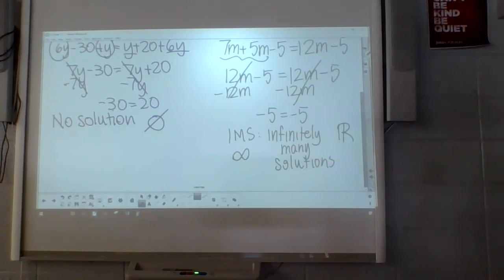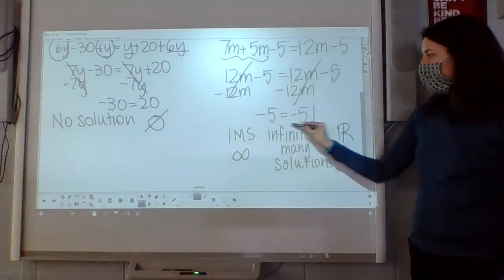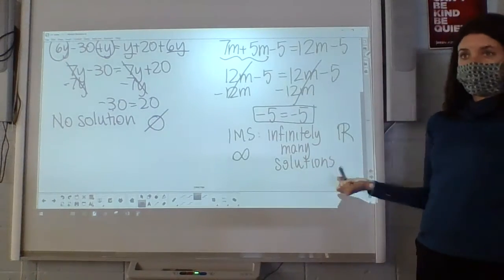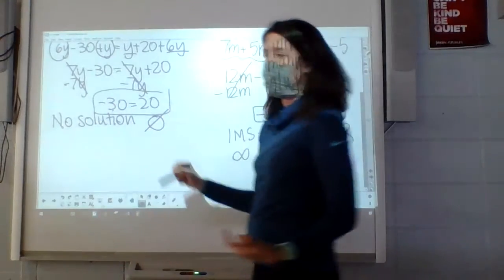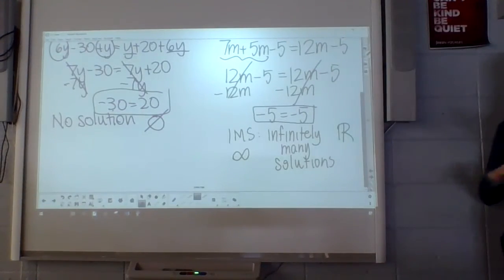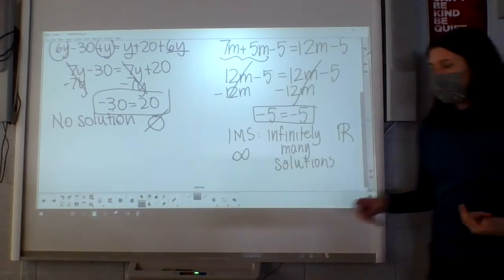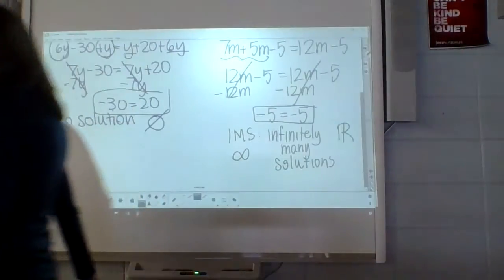Okay? So two different outcomes here. Here we have a true statement, negative 5 equals negative 5, but it doesn't tell me anything. Here we have a false statement that makes no sense. So you get two different outcomes there. One is no solution, one is many. Again, these are both special cases, so they don't come up super often.